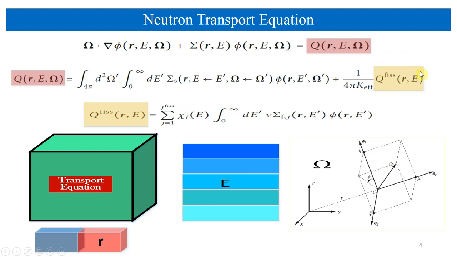And the second term depends on the fission process of both fissile materials and fissionable materials. The fission term depends mainly on the number of fission interactions that happen at a certain position R, and these fission interactions could be happening at different energies E dash. So we integrate all kinds of fission interactions for all energies, and those fall according to the spectrum of the neutrons generated per fission, which we call the chi spectrum, and fall into my energy of interest according to the chi spectrum.